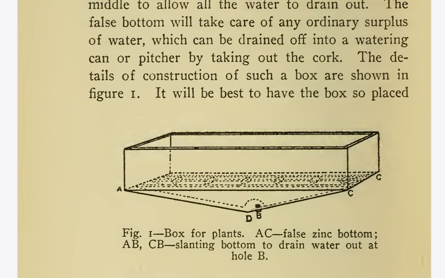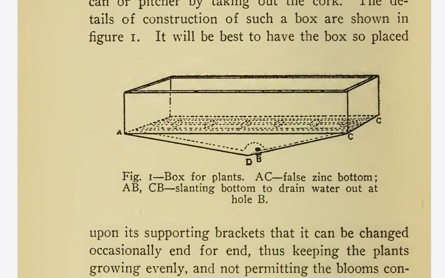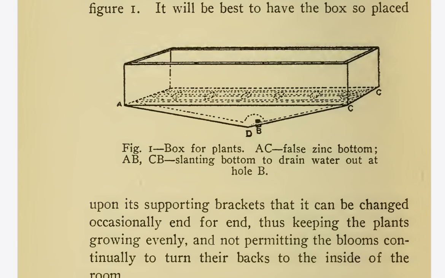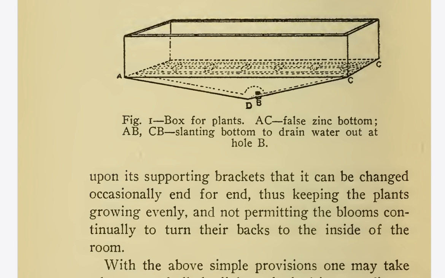It will be best to have the box so placed upon its supporting brackets that it can be changed occasionally end for end, thus keeping the plants growing evenly and not permitting the blooms continually to turn their backs to the inside of the room. So, Figure 1, the box for plants. AC is the false zinc bottom, AB, CB, slanting bottom to drain water out at hole B.